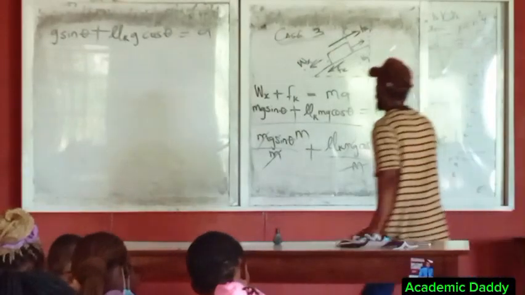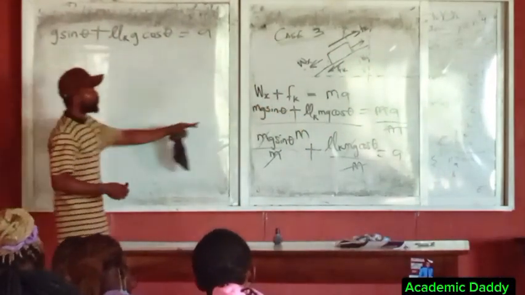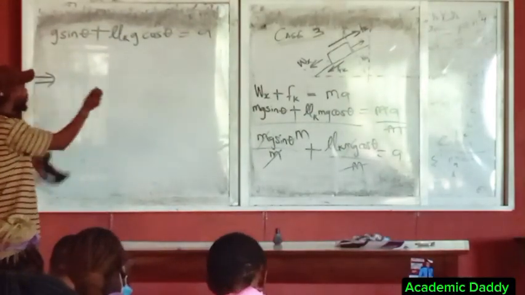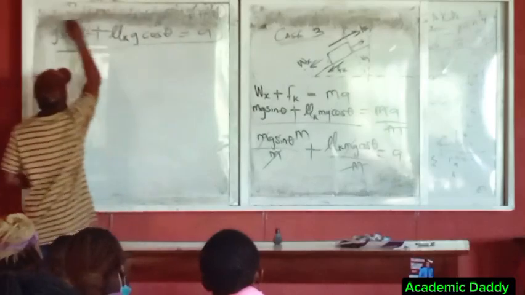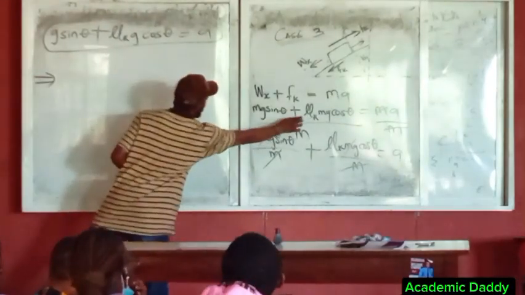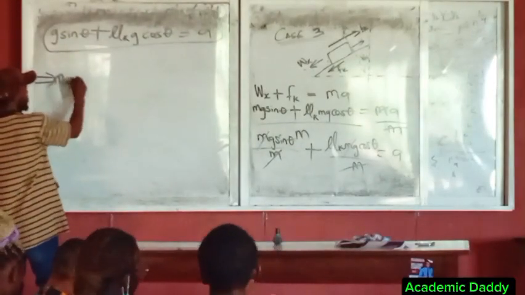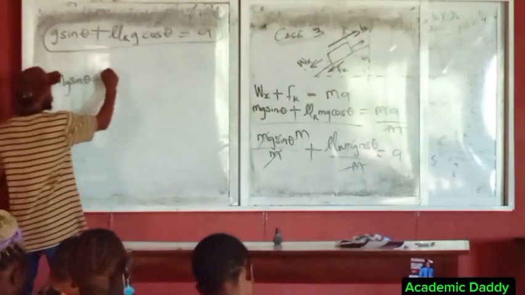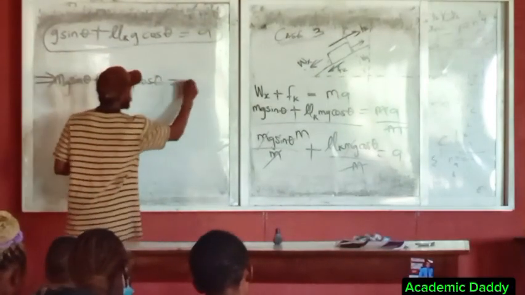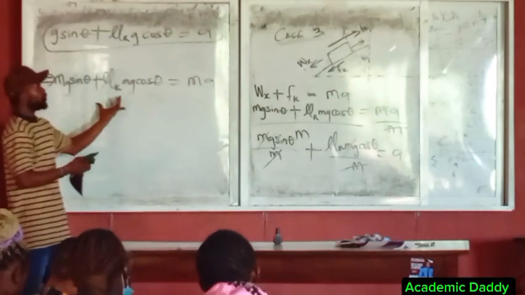So let's now solve for the coefficient of kinetic friction. At this point, where I have mg sin theta, I'm done with solving for a. I want to solve again for the coefficient of kinetic friction, so I'm going back to put this formula. It says mg sin theta plus the coefficient of kinetic friction times mg cos theta equals ma.